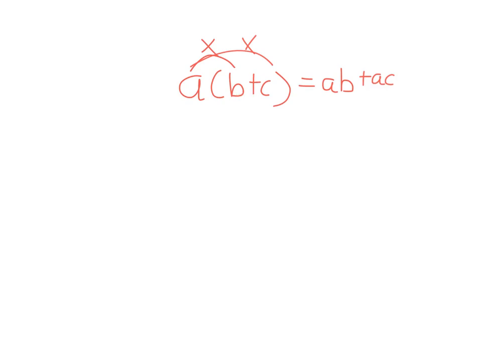So let's look at some examples involving this. So let's say 4 outside of x minus 3. So no operations written, it's times. I go 4 times x, 4 times negative 3.